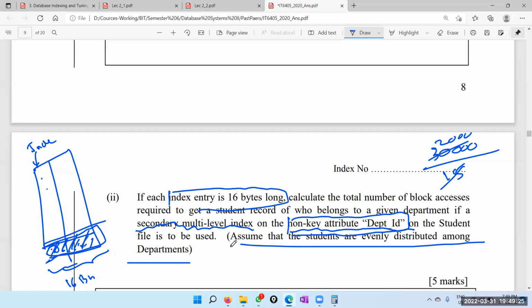Then how many block accesses are needed? And they say it is multi-level also. How to tackle that one? Now your index file has department ID and block pointer. And of course, if it is 30,000 students, we are going to have 30,000 entries. Because there are 30,000 students, there will be 30,000 entries in the secondary index.